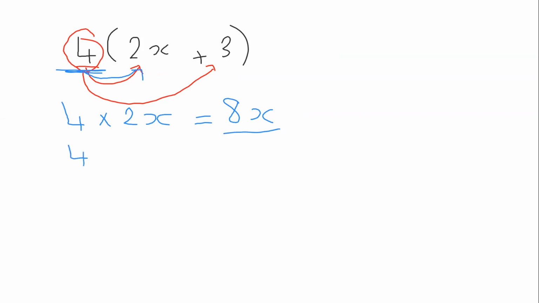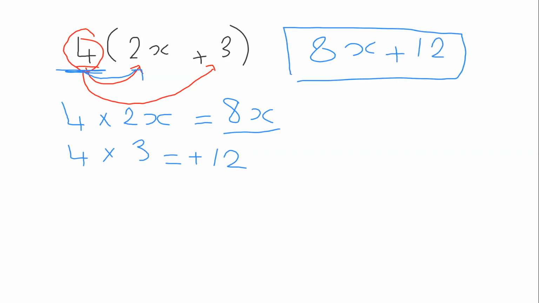Then 4 times 3 equals 12. The 12 is positive and the 8x is positive. So my answer is 8x plus 12. Is this the final answer? Yes, this is the final answer because 8x could never be added with 12. These are unlike terms. Right, let's have another example.